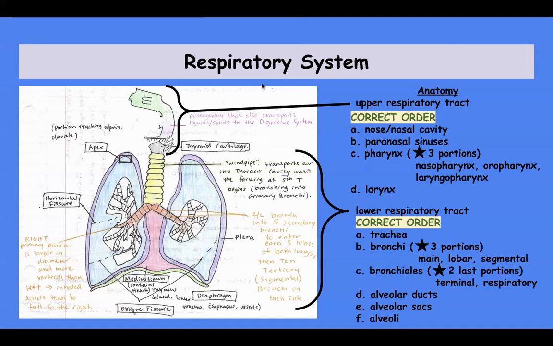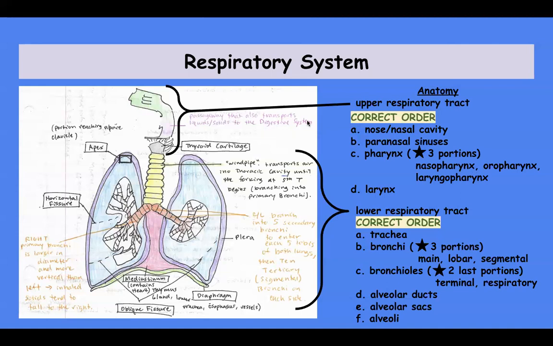So in the upper respiratory tract, let's think about this conceptually in terms of the pathway of air. When air travels from the atmosphere into our bodies, through our respiratory system, into our lungs, what is the order of the organs that air is going to come in contact with? So first, air is going to travel through our nose and our nasal cavity.